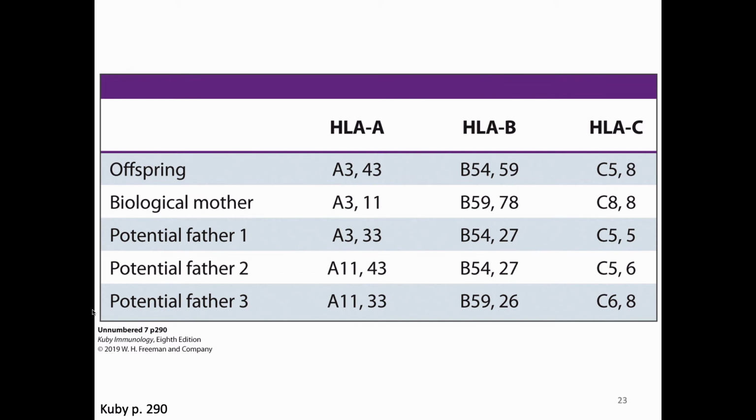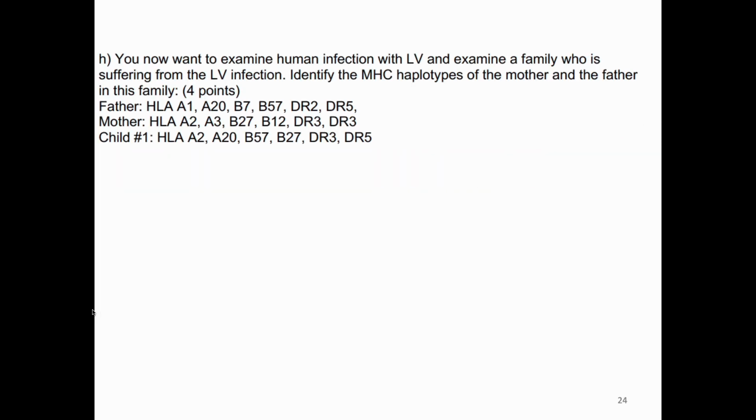So then what did they have to get from their dad? 43. So then who could possibly be the dad? Potential father 2. And we can go through the same thing with B and C to sort of check our work. And so this is actually how a lot of genetic testing is done, because we do have these unique alleles in this way. We can also think about questions like this one that is from an old exam.